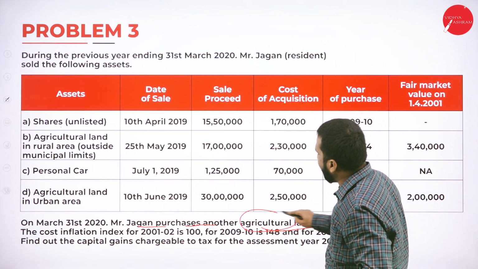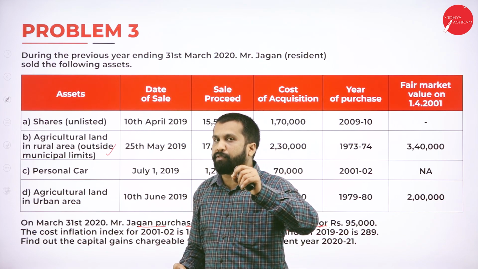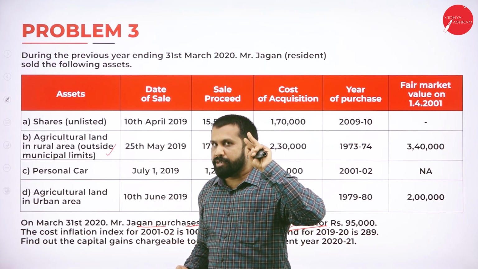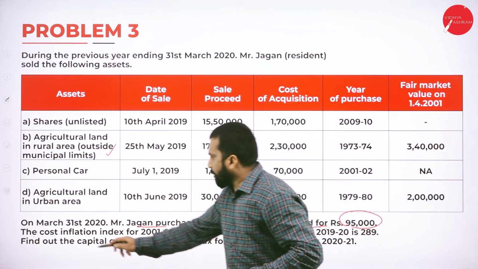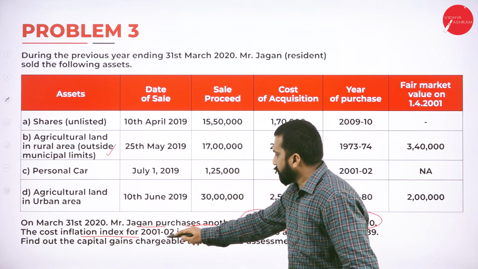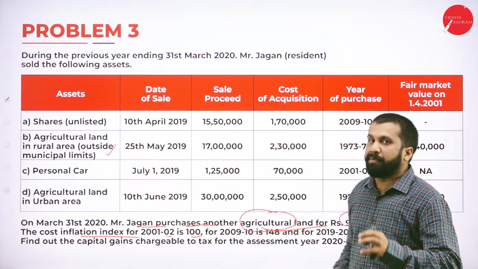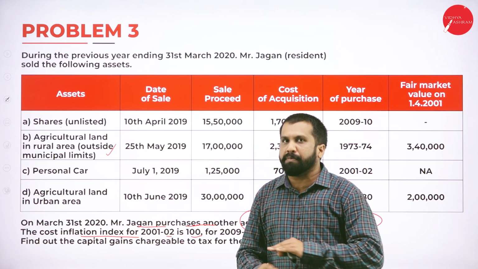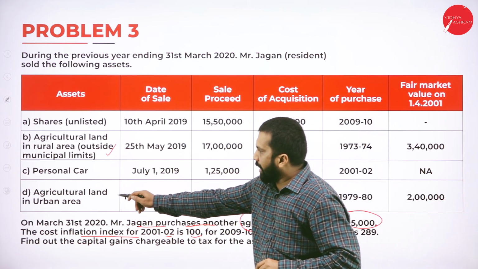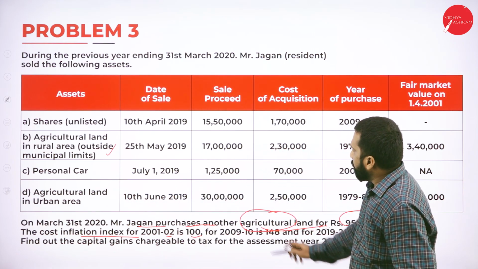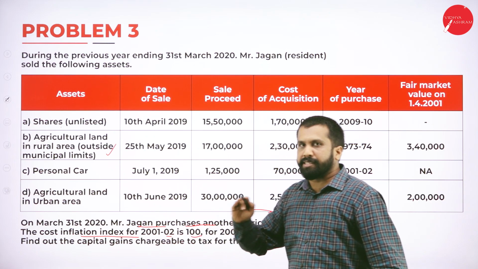This will help you where? Agriculture. Later we will see which section is applicable for agriculture. We have discussed it in session 2. Remember, for rupees 95,000, the cost inflation index for 2001-2002 is 100. All the inflation numbers will be given in the question itself. You need not mug up, need not learn. All the information is given, the only adjustment we have is for agricultural land. Now, purchased another agricultural land for 95,000.